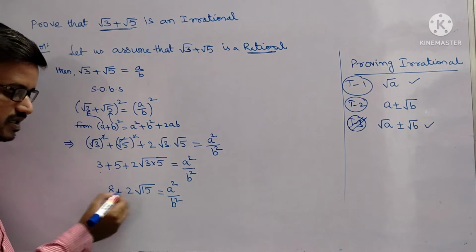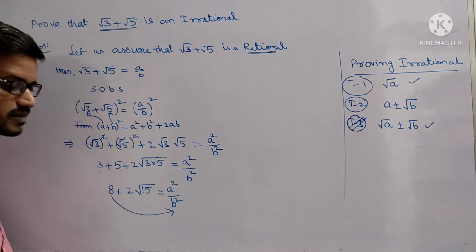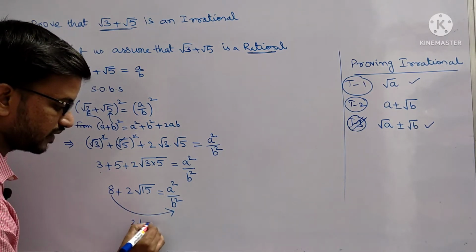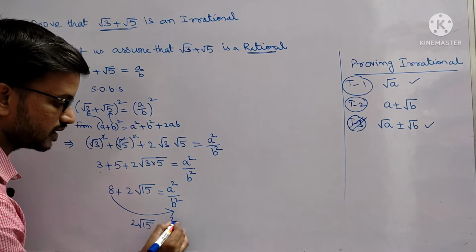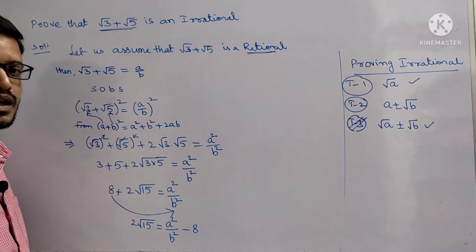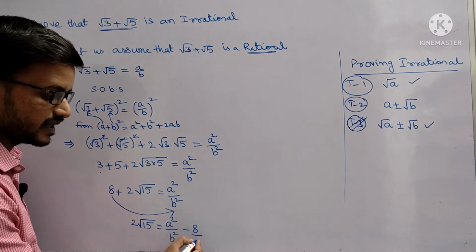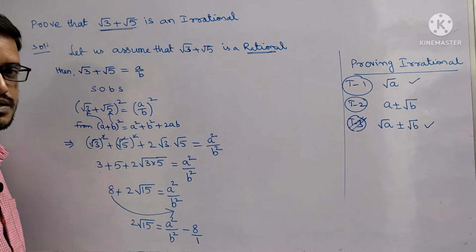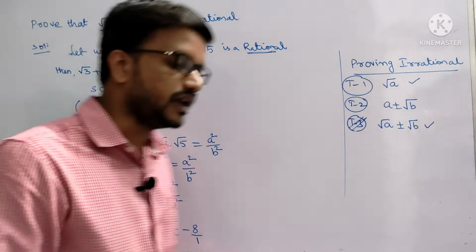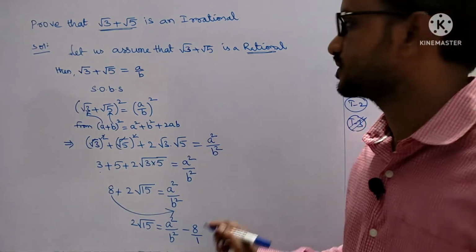See here I am transposing the term. Plus 8 transferred to the other side of the equation becomes minus 8. So from this, 2 root 15 is equal to a square by b square minus 8. As we are unable to identify any denominator, you may write it as 8 by 1. Simply we can write 1 as a denominator here. Okay, so here we have to consider the LCM. We are going to simplify this.